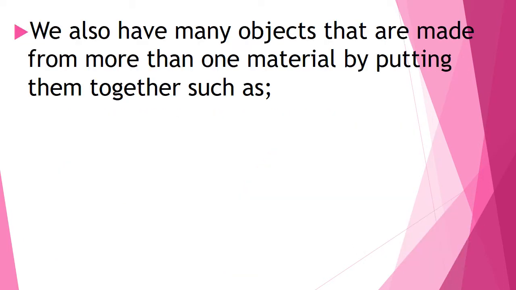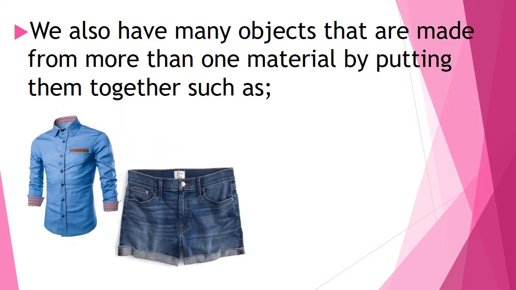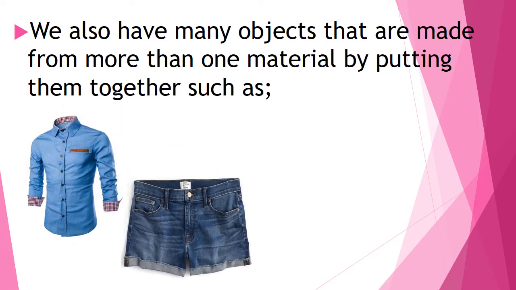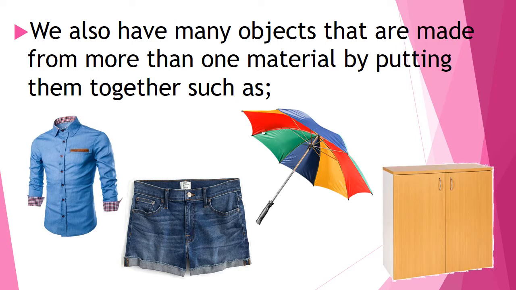We also have many objects that are made from more than one material by putting them together, such as shirt made of fabric and plastic buttons, short jeans made of metal zipper, metal buttons, and jeans fabric, umbrella made of plastic handle, metal, and polyester fabric. And lastly, we have the cupboard, made from wood, metal screw, and metal handle.